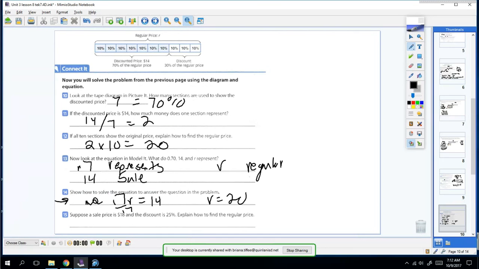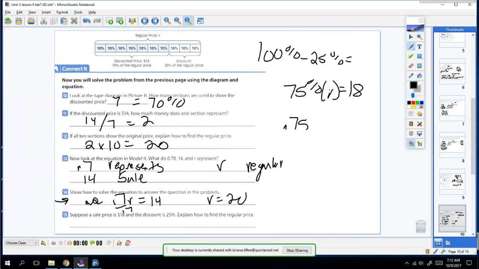Well, suppose our sale price is 18 and the discount was 25. Explain how to find the regular price. Well, again, let's just do the same thing. You take 100%, which is your regular price, subtract 25% from that, so then you get 75. So 75% of my regular price gives me my sale price, which is now $18. So that's 0.75 times R, which is equal to 18.